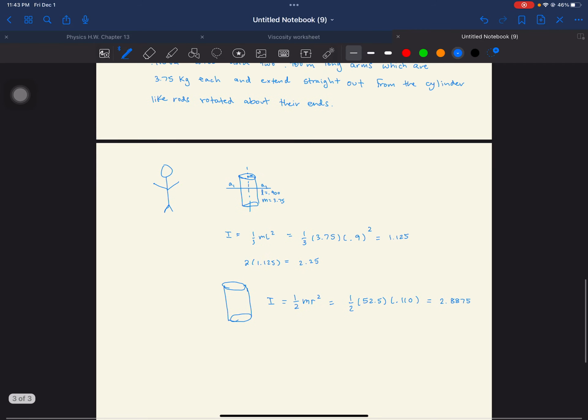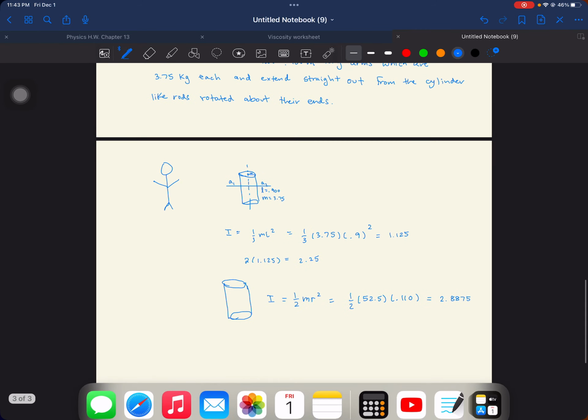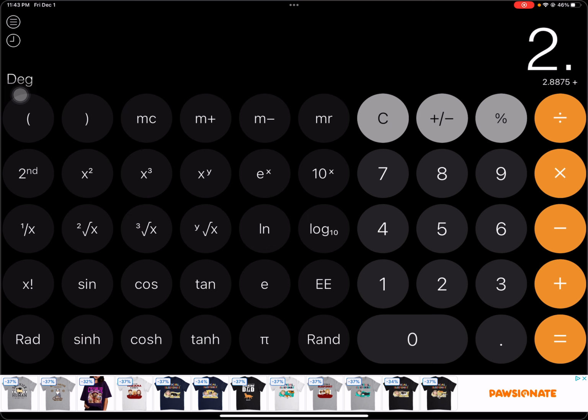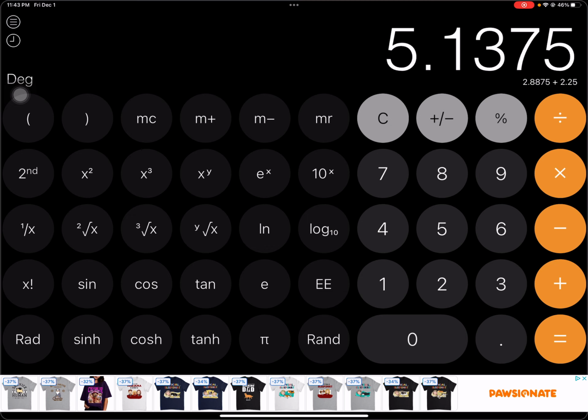And then we would add together the moments of inertia, which is 2.8875 plus 2.25, which is equal to 5.13.